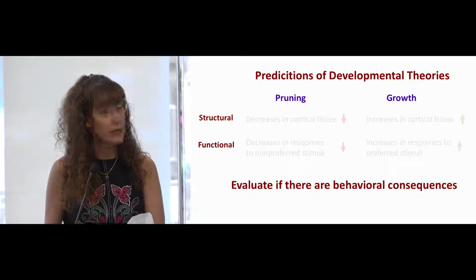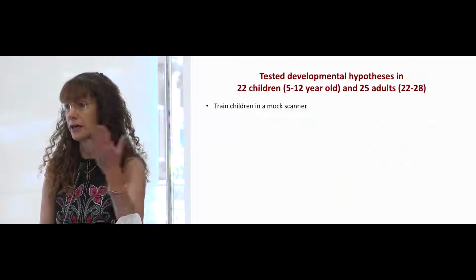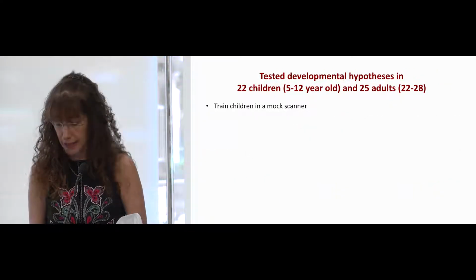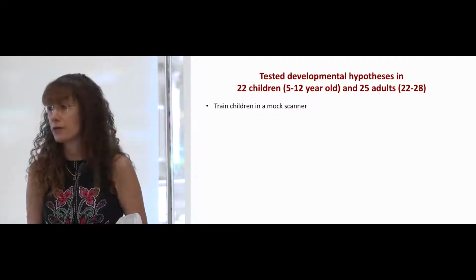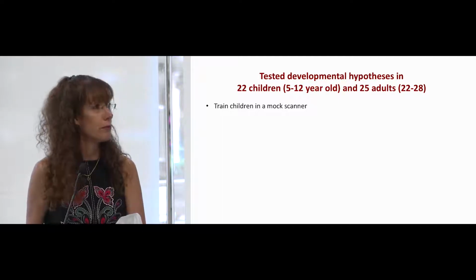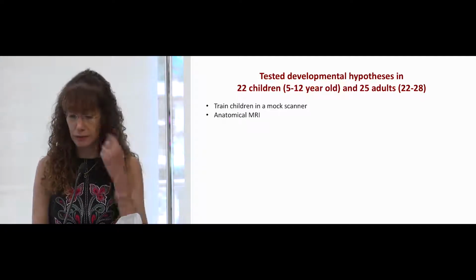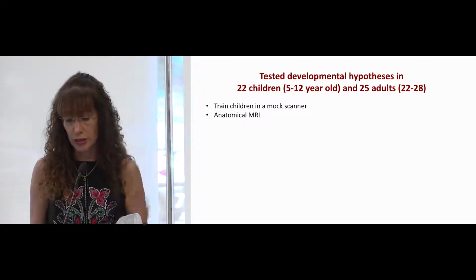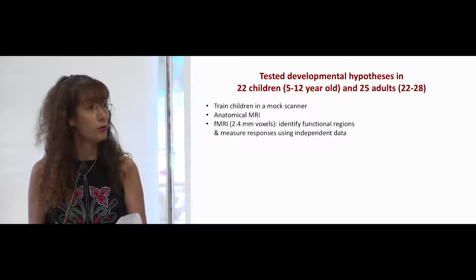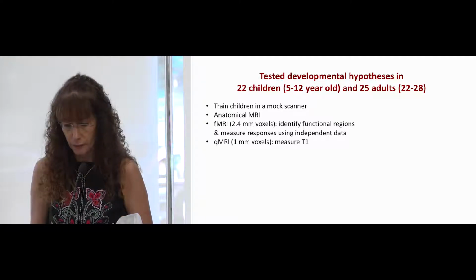The studies that I'm going to describe involve school-aged children between the ages of 5 to 12 and young adults between the ages of 22 and 28. In order to obtain good quality data in our children, we train them in a mock scanner to stay still and fixate on our stimuli. We acclimate them to the scanner environment by first collecting anatomical MRIs, and then they participate in a series of experimental sessions in which we collect fMRI data. In addition, we also collect quantitative MRI, or qMRI, which I'll expand on later.